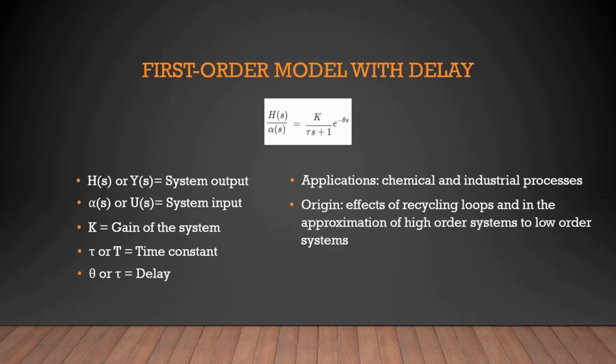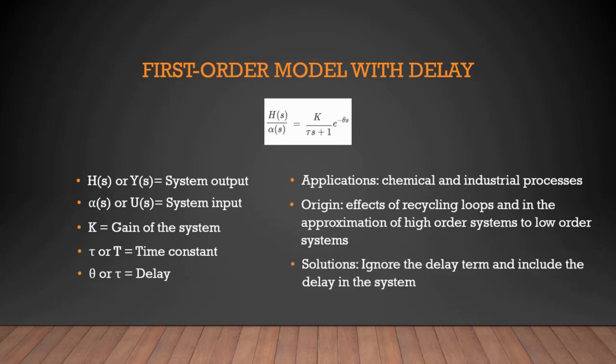And there are two simple solutions for a first-order model with delay. The first one is to ignore the delay term, design a controller for the delay-free process, and apply the designed control to the delayed process. It is clear that this method only works in the case of processes that have a sufficiently small delay. And the second solution is to not ignore the delay term.